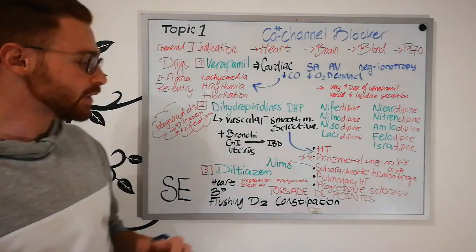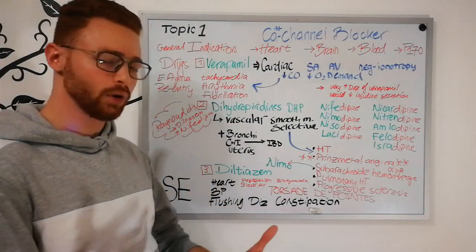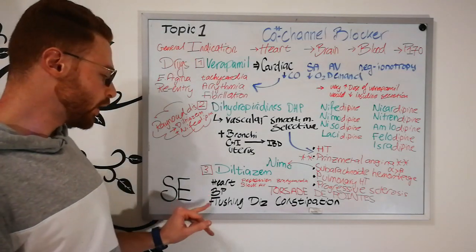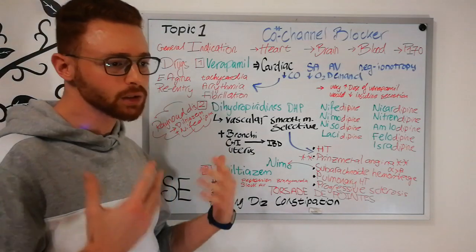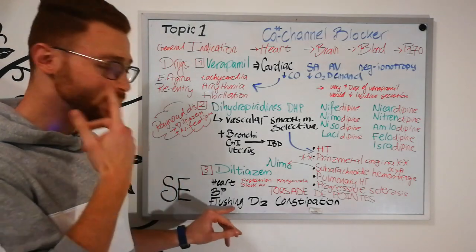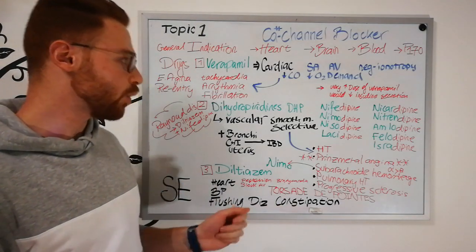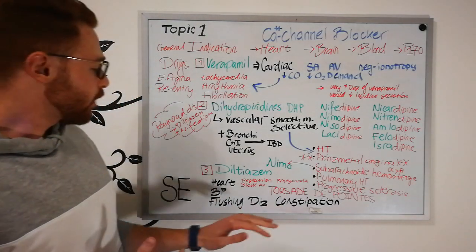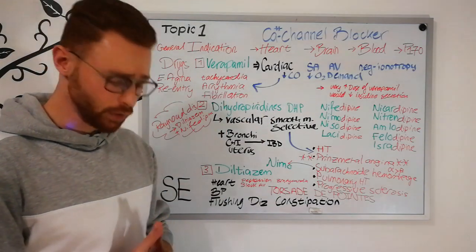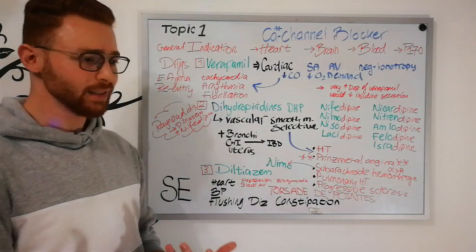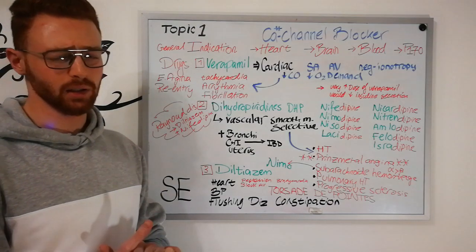Now the other side effect is the hypotension that can develop, leading to a reflex tachycardia that we've mentioned already, and the flushing. So imagine just vasodilation in the cutaneous vessels. Dizziness and constipation can also develop due to the calcium channel blockers. Now, what about the pharmacokinetics of the calcium channel blockers?